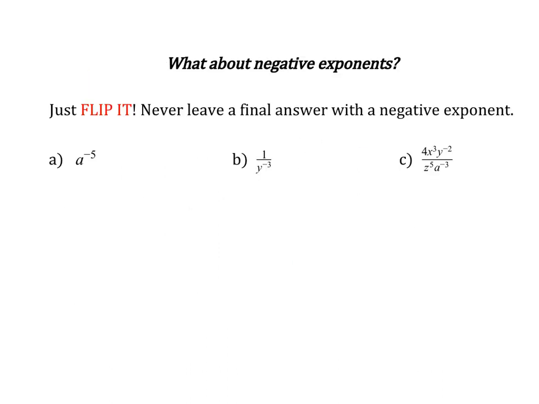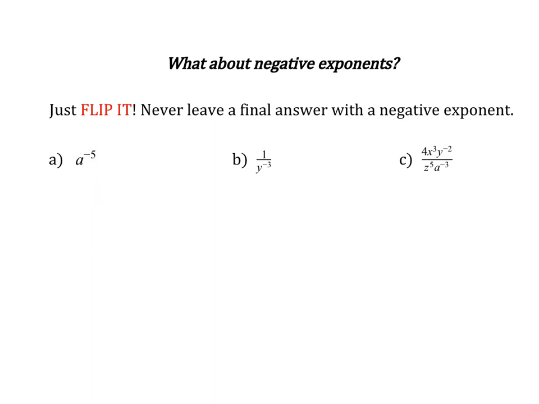So the last thing we're going to talk about is what happens if you have a negative exponent. So if you have a negative exponent, I like to say just flip it. We're never going to leave our final answer with a negative exponent. So you find the part that's negative, and you're going to flip that specific part either from the top to the bottom of a fraction or from the bottom to the top.